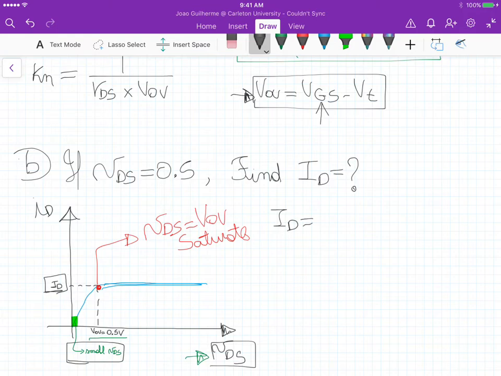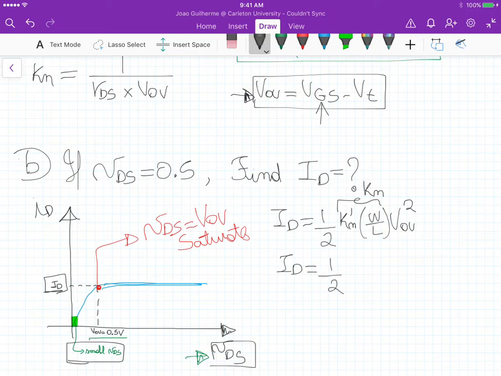Now, the equation for ID in that condition: ID is equal to 1/2 times the process transconductance Kn prime times the aspect ratio times the overdrive voltage squared. This Kn prime times the aspect ratio is the device transconductance, which we calculated in part A. So we can substitute that here: 1/2 times those 2 milliamps per square volt times the overdrive voltage squared.